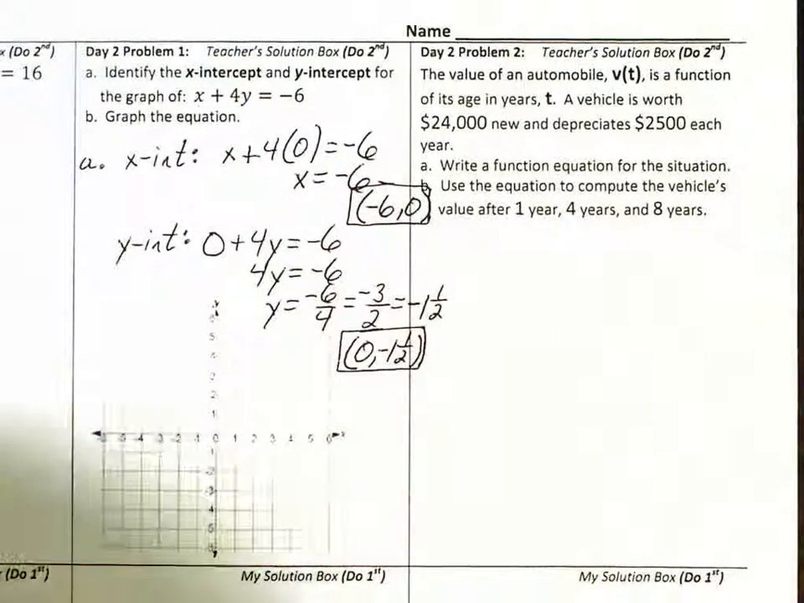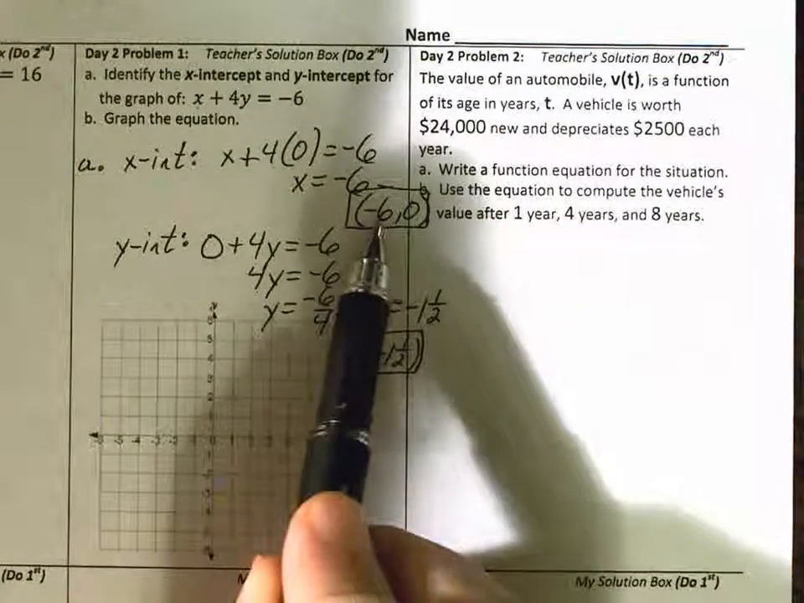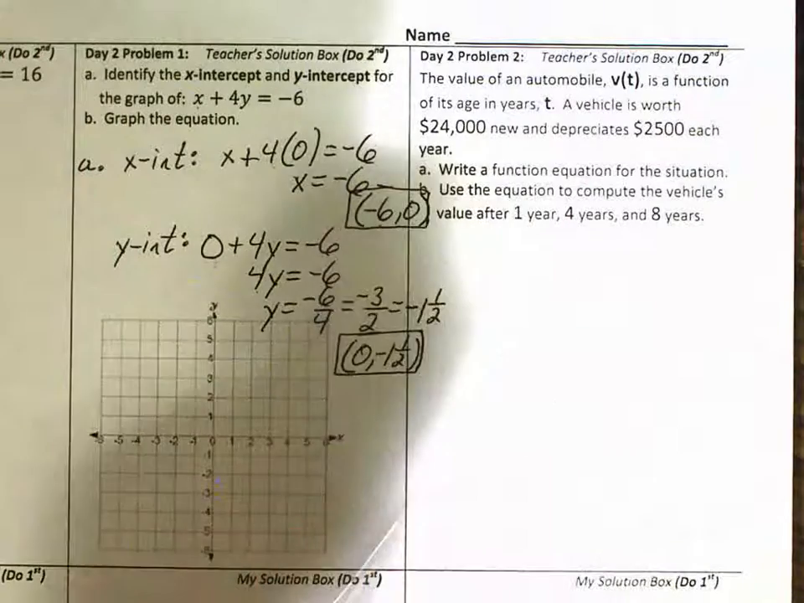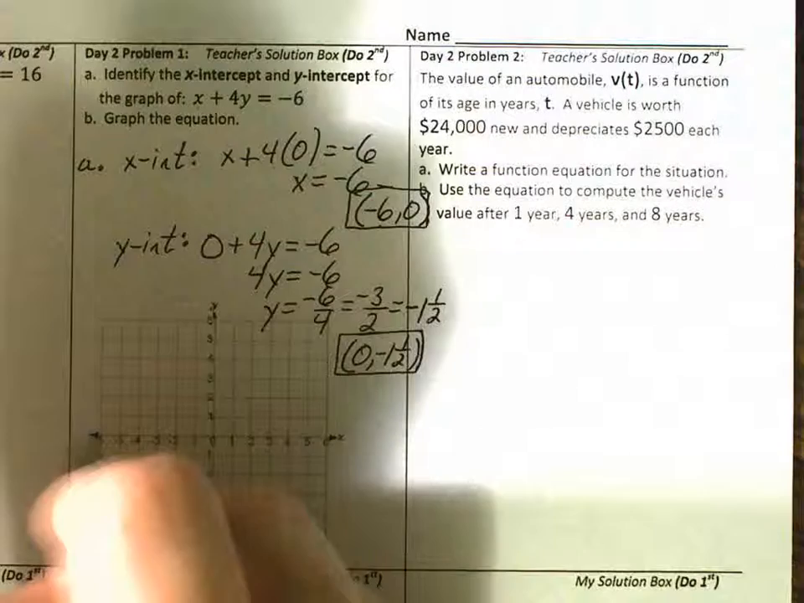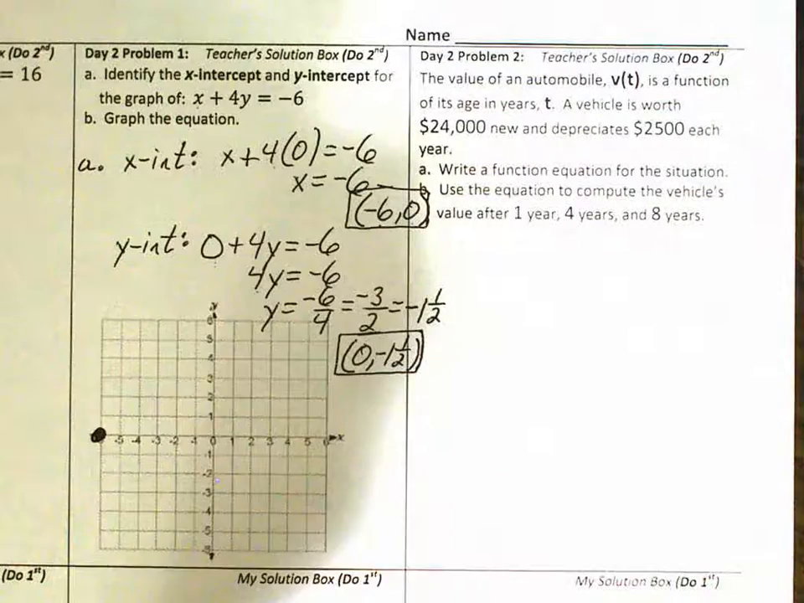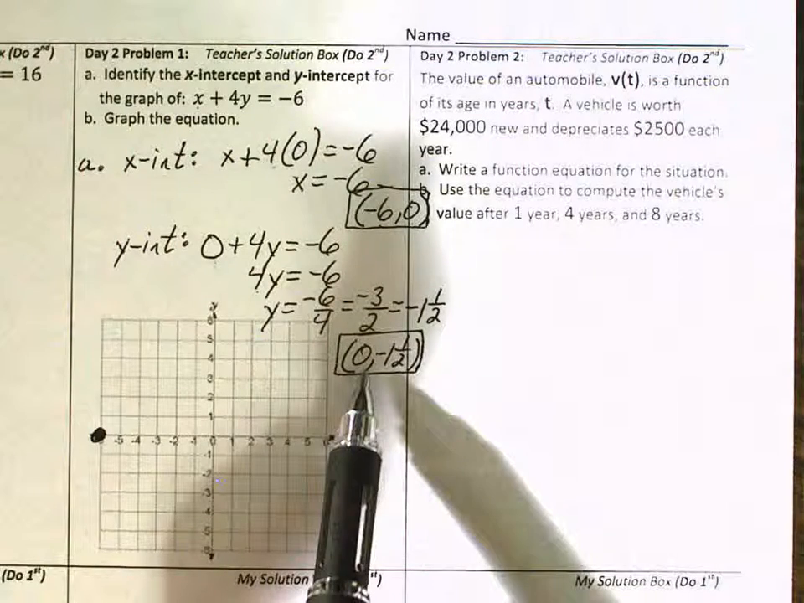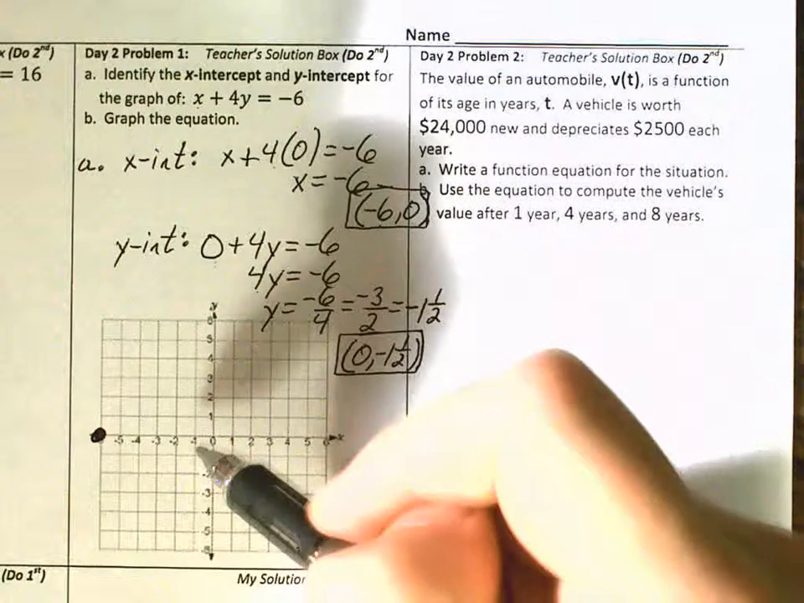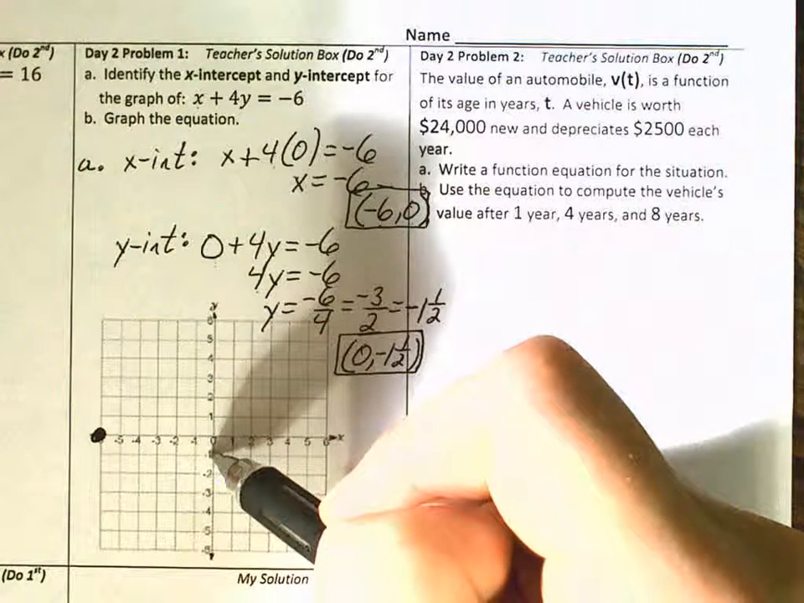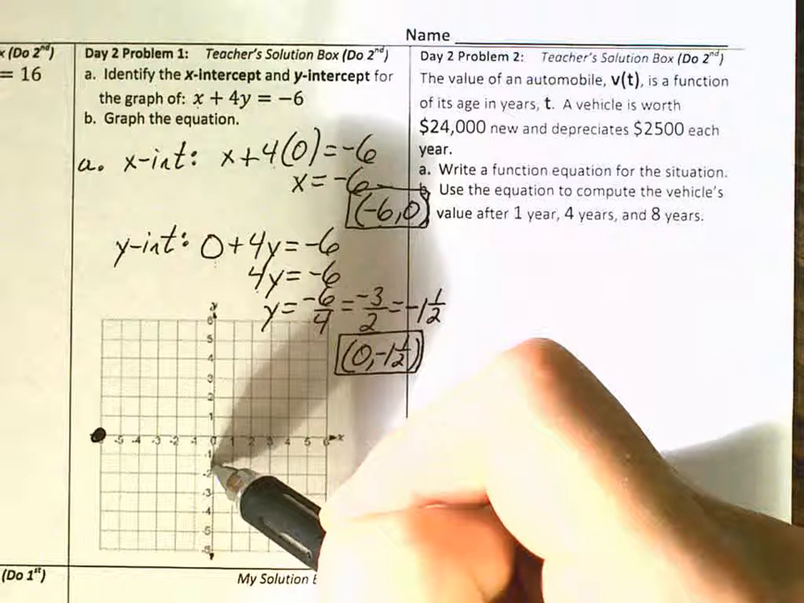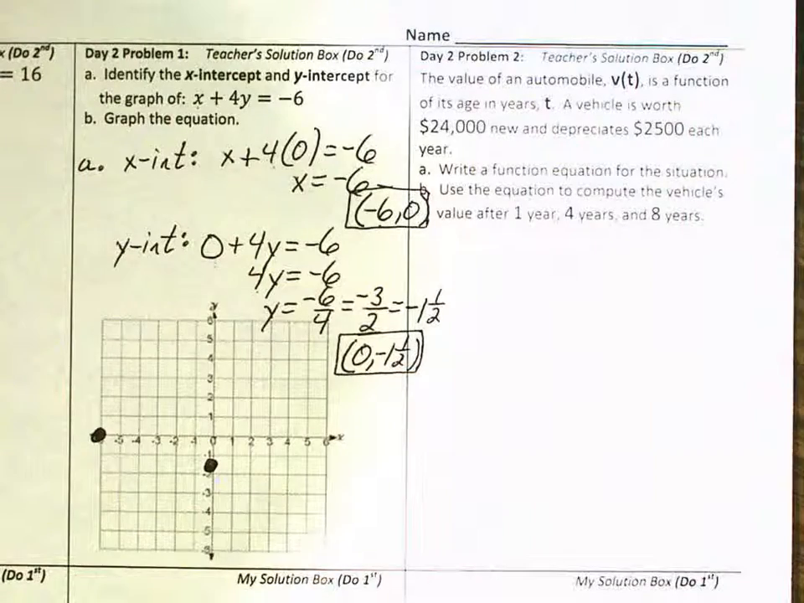We can use those ordered pairs to find dots on the grid. Start with the x-intercept, -6, 0. So from the origin, go to the -6 on the x-axis and put a dot. And now the y-intercept, 0, -1.5. Start at the origin. Let's find -1.5 on the y-axis. And then draw a line through these two dots.